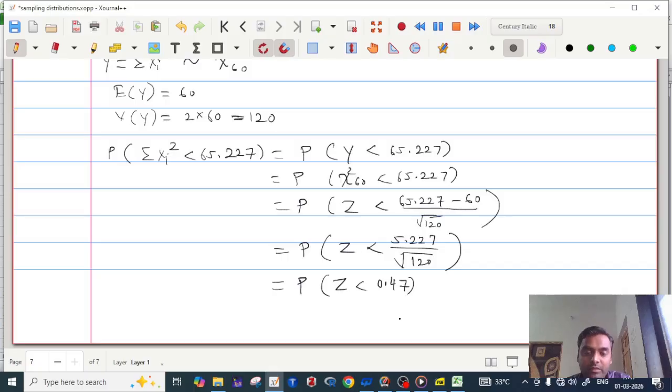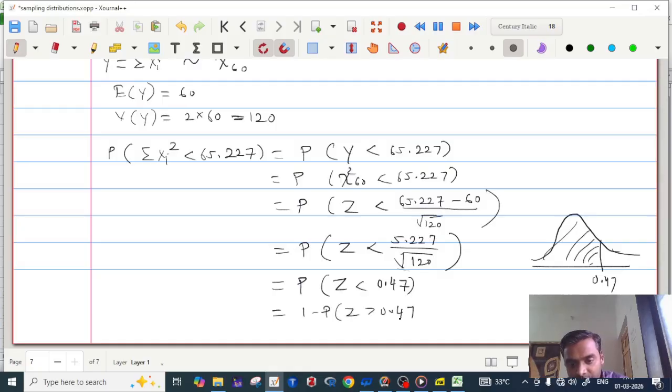Now how to see this? This is standard normal. No problem. We will take one more example for that. This probability is very simple. Z less than 0.47 in the standard normal distribution is somewhere here. It is nothing but 1 minus the probability of Z greater than 0.4, because for the standard normal distribution also, probabilities are available from greater than 0.